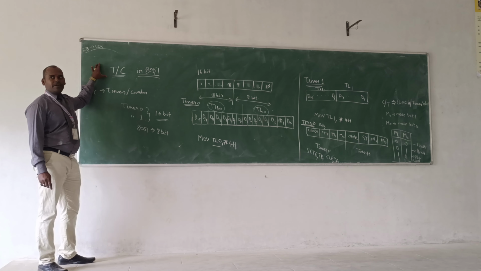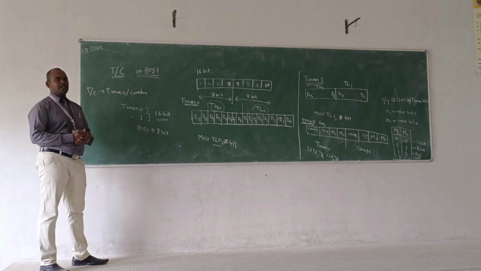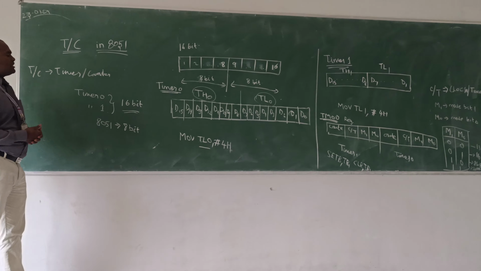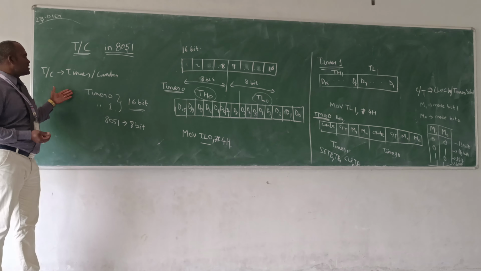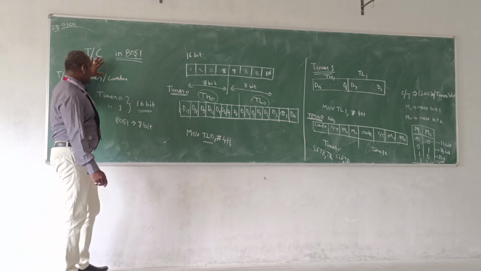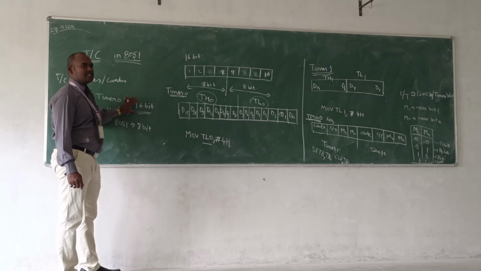Yeah, good morning. Today we are going to discuss the timer and counter in 8051. The timer and counter play a major role in the timing-based applications that we are going to discuss today. The microcontroller has two different timers, timer 0 and timer 1. Each has a 16-bit length.